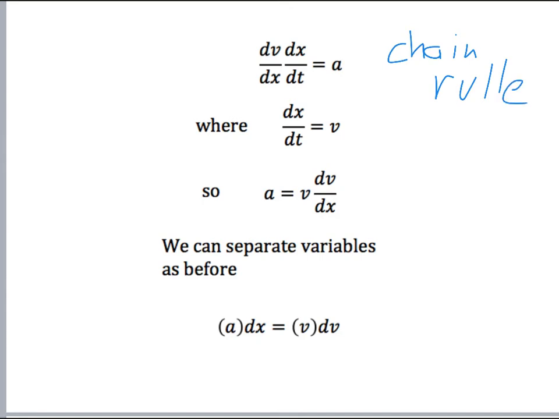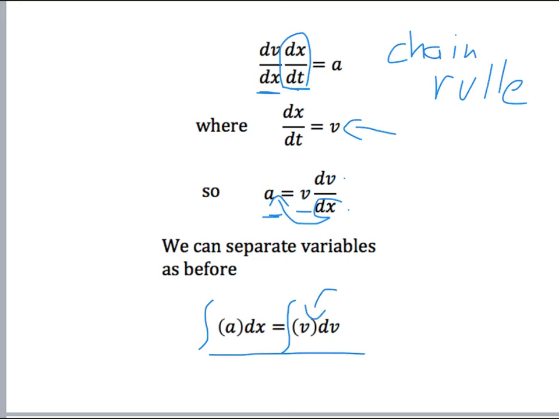And if we look at these terms, we've got dv over dx times dx over dt. But if we're clever, we'll recognize that dx over dt, that's just the definition of velocity. And so if I plug in velocity for this guy, I end up with the acceleration equals the velocity times dv by dx. And so now I've got a v, a dv and a dx. I can do the separation of variables again. And so I'm going to take this dx and move it over to the side with the a. And now I've got a dx is equal to v dv. And I can integrate both sides to solve for v, which is what I want.